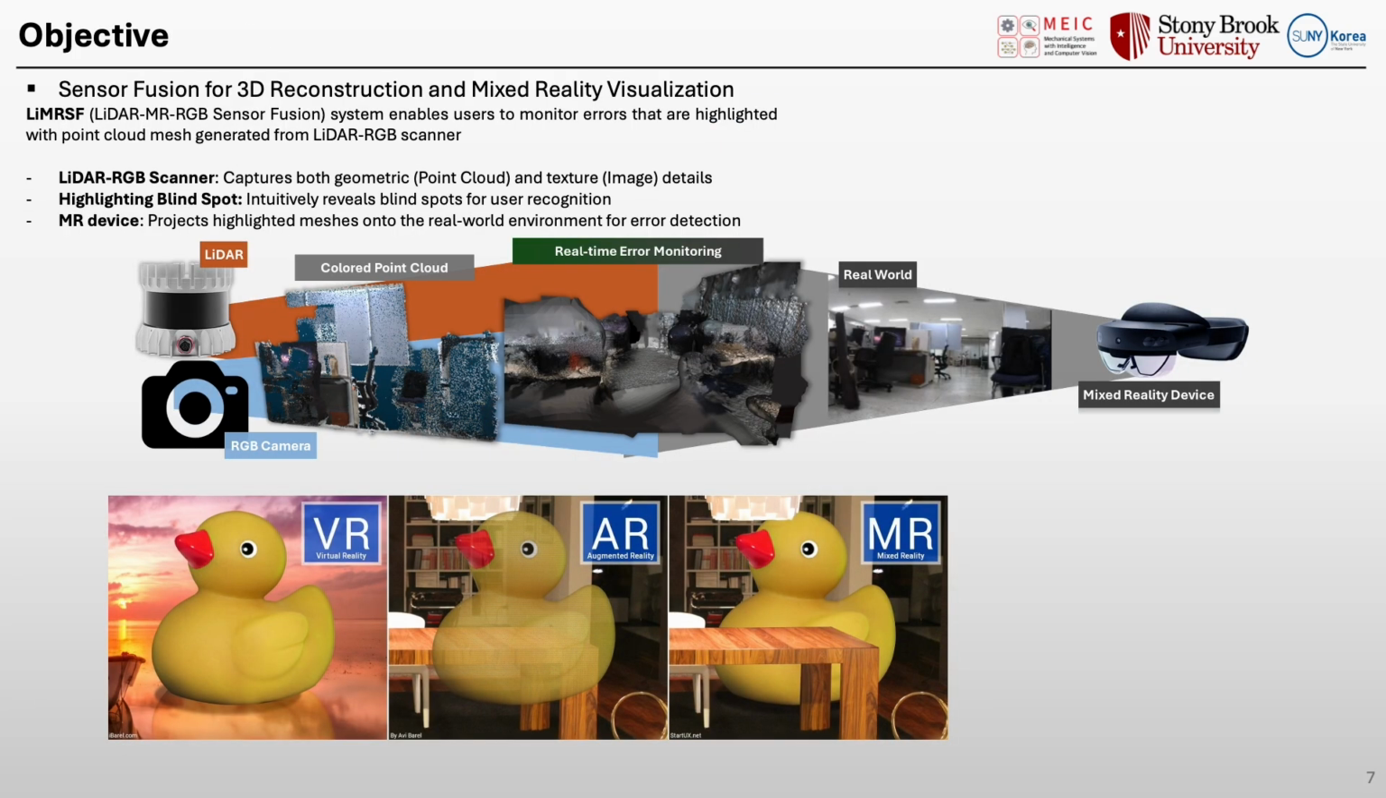As a result, we developed the LiMRSF system to fuse the vision sensors and visualize it through a mixed reality device, to detect and visualize SLAM errors instantaneously. This will include a LiDAR-RGB scanner detecting and highlighting blind spots and visualizing them through an MR device.